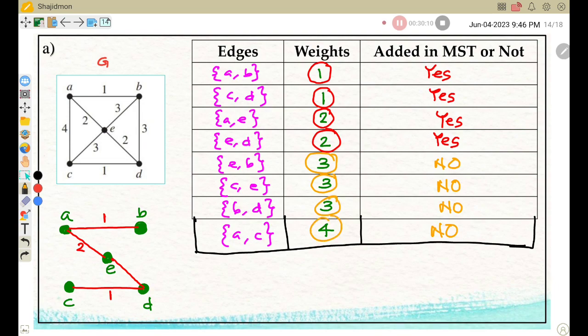Okay, so already 4 are added. Now what is ED? Wait, we need to write here. ED is 2. Correct. Now, so this is the minimal spanning tree. Okay. So this is the answer. Minimal spanning tree. Now we need to calculate the weight of the minimal spanning tree.